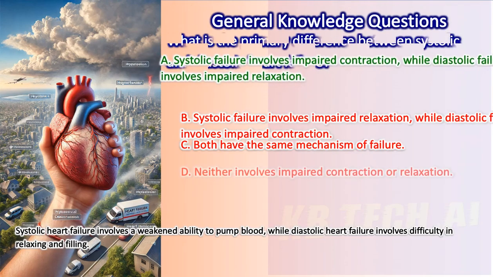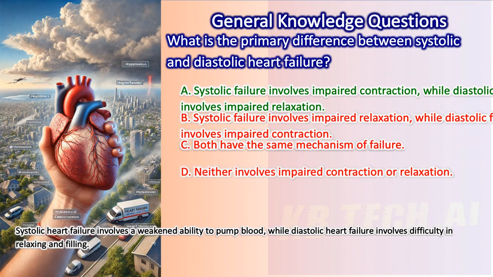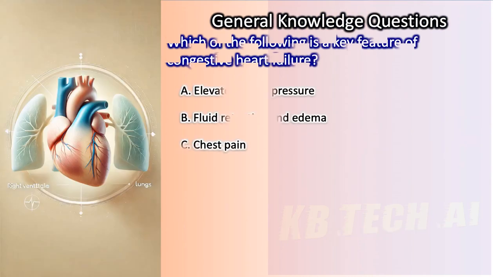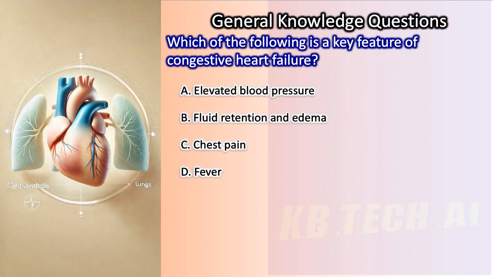The answer is option 1. Systolic failure involves impaired contraction, while diastolic failure involves impaired relaxation. Which of the following is a key feature of congestive heart failure? Option 1. Elevated blood pressure. Option 2. Fluid retention and edema. Option 3. Chest pain. Option 4. Fever.